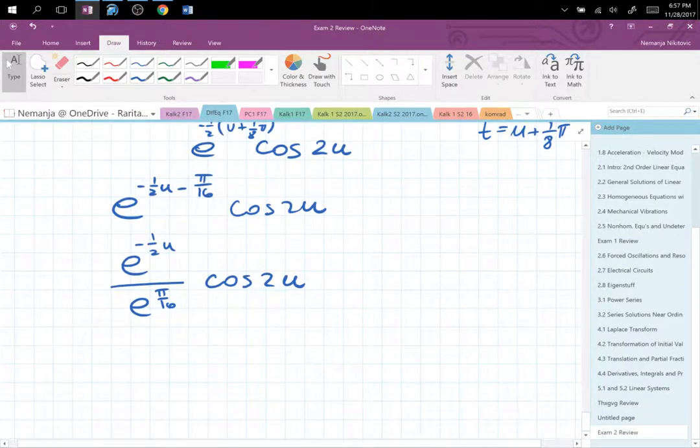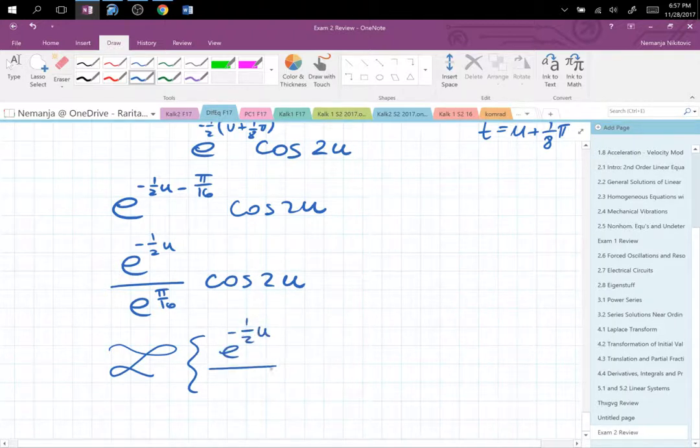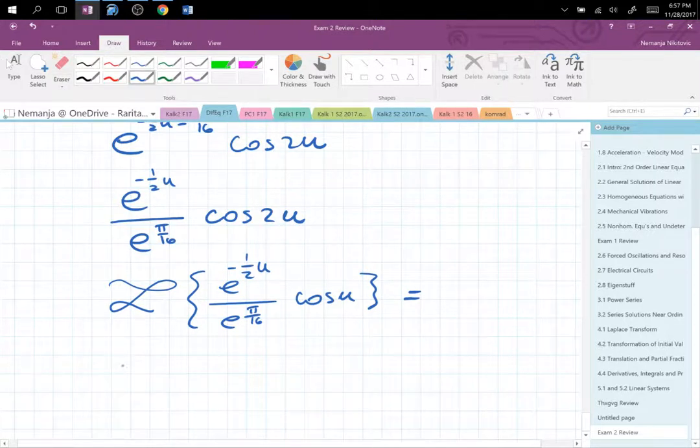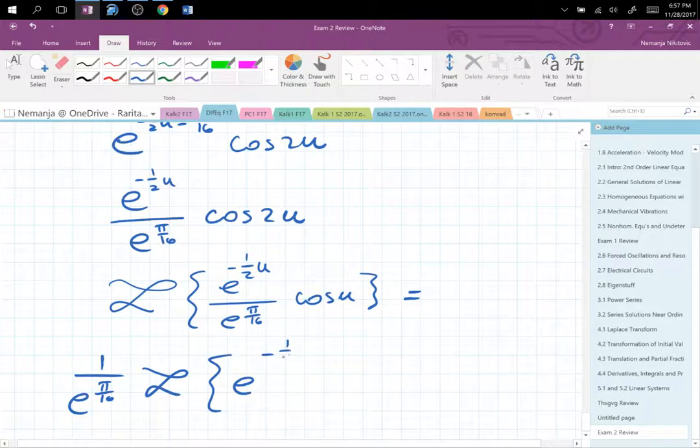Now, what do we know about Laplace transforms? It's an integral. And if there is a constant, it gets kicked out in front of the integral. So the Laplace transform of e to the negative 1/2 u over e to the pi over 16 cosine u is going to be equal to 1 over e to the pi over 16 times Laplace of e to the negative 1/2 u cosine 2u.